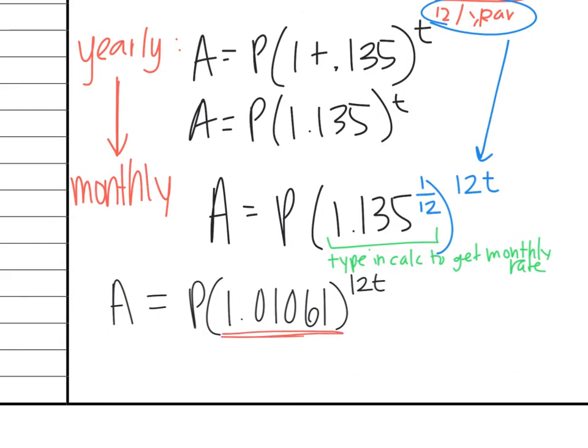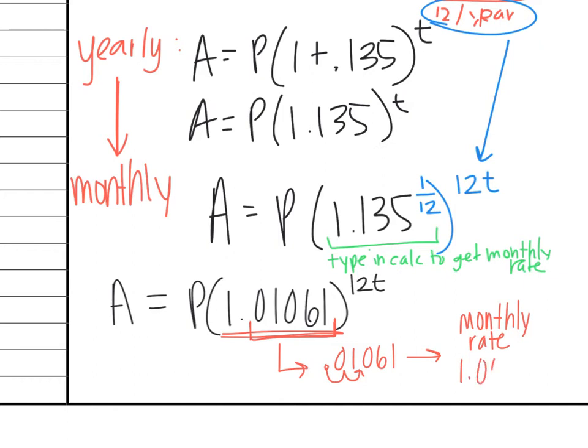So I have to take this piece here and think about the fact that it's 1 plus something. So this section here, this part after the decimal, 0.01061, change it back into a percent by moving it over to the right too. So this is going to be a monthly rate of 1.061%.